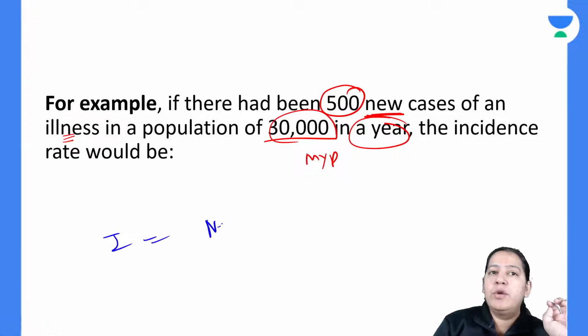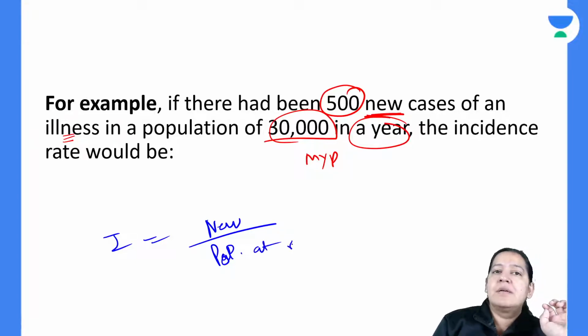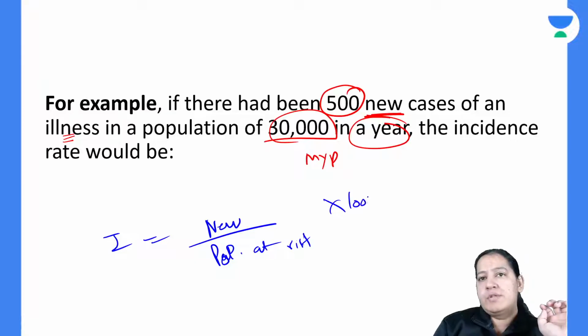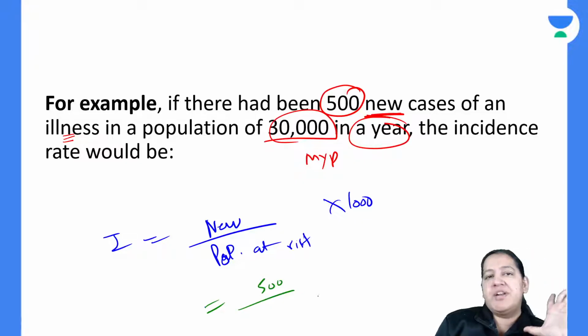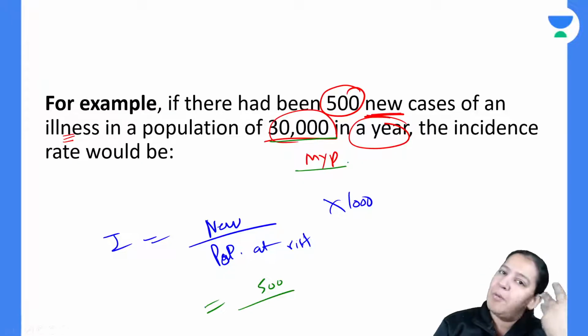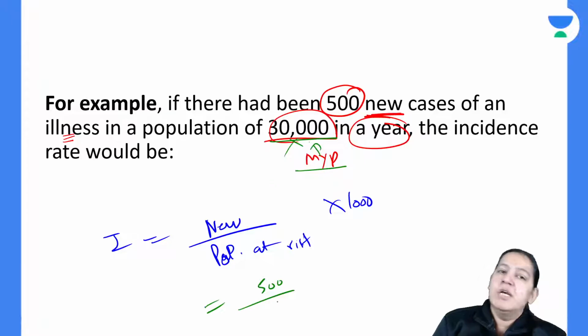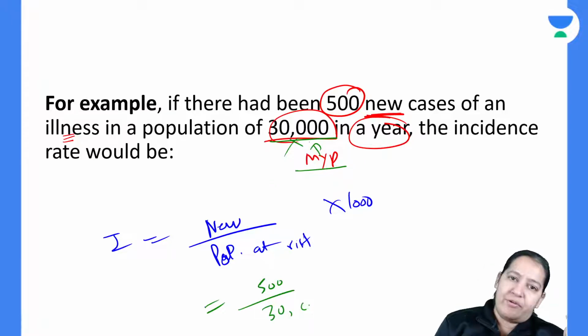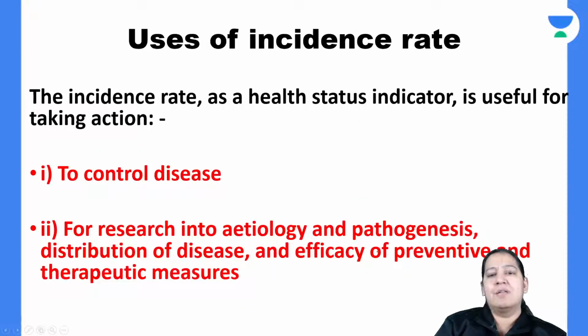Incidence is equal to new cases upon population at risk, in 1 year. So what are the new cases in 1 year here? It is 500 upon, ideally it should be population at risk. Now in the question population at risk is not given, so I will consider mid-year population as population at risk only. I will consider that none is vaccinated, so I will take it as population at risk only, right? You do your calculation, whatever is the answer, that is your answer.